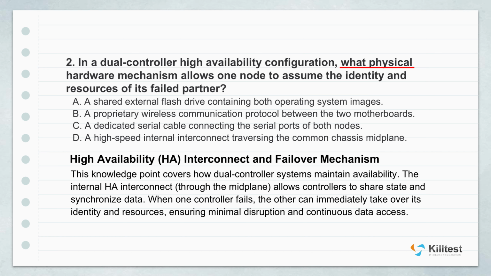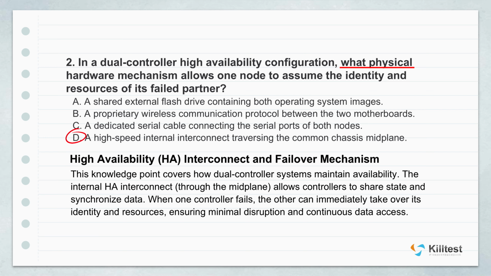What's fascinating here is the sheer speed required for a failover to be truly seamless. If controller 1 dies, controller 2 has to take over so fast that the database servers accessing the storage don't even register a hiccup. The answer is D, a high-speed internal interconnect traversing the common chassis midplane.